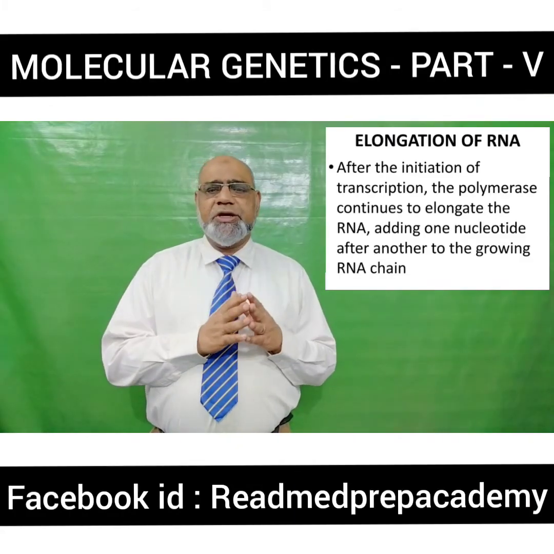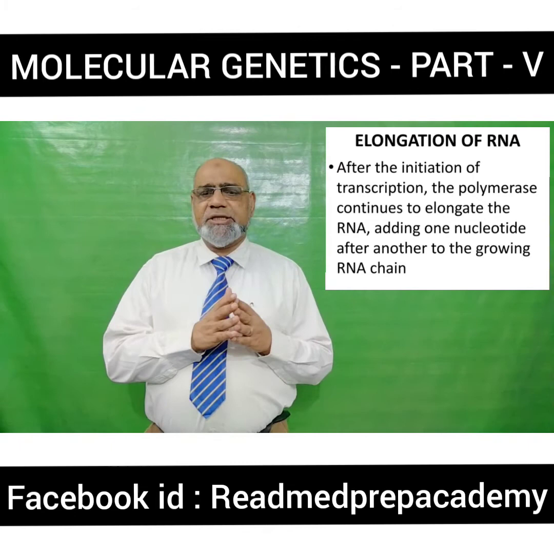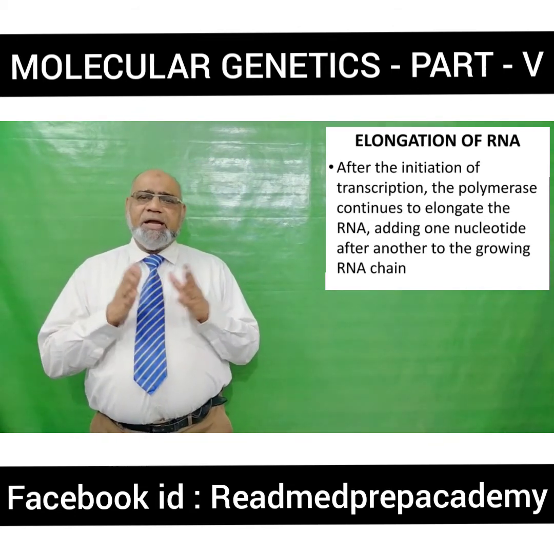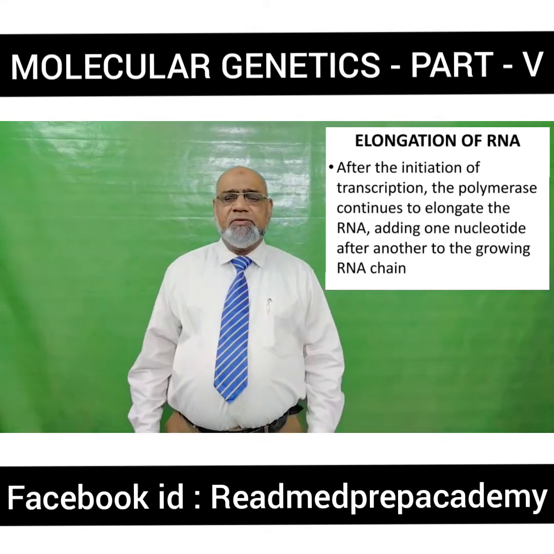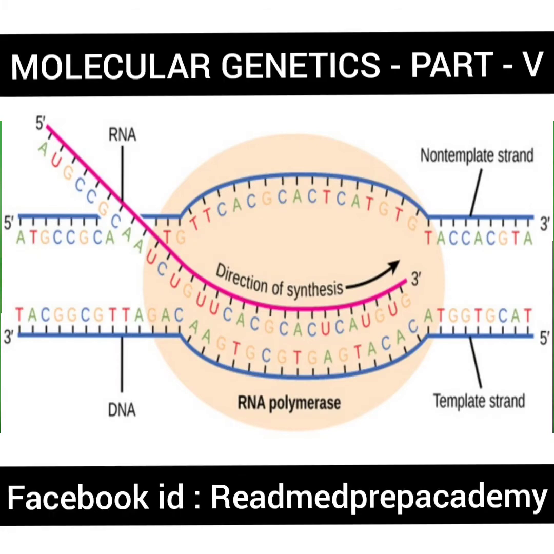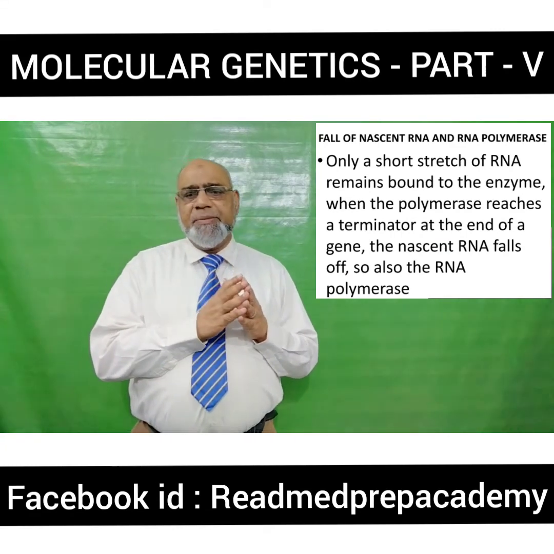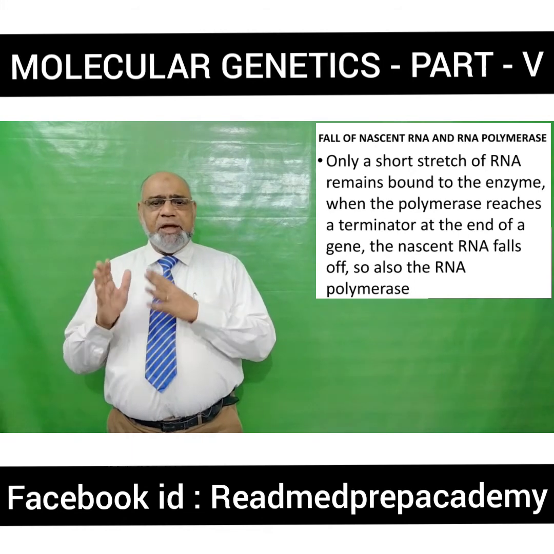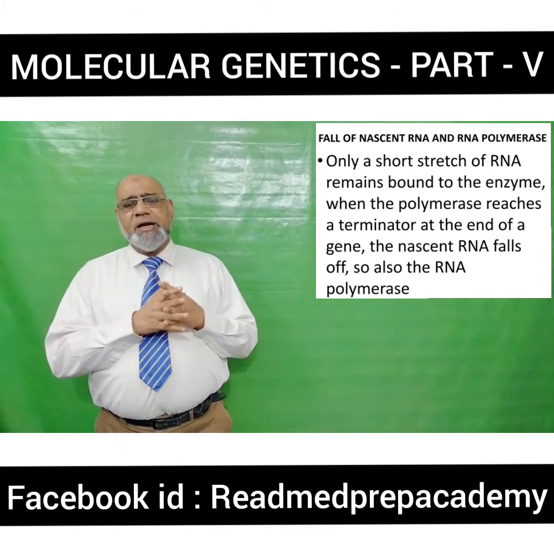Now coming to the elongation. After the initiation of the transcription, the polymerase continues to elongate the RNA, adding one nucleotide after another to the growing RNA chain. The direction of synthesis is from 5' to 3' on the template strand. The main enzyme required is RNA polymerase for the synthesis of the RNA. Only a short stretch of RNA remains bound to the enzyme. When the polymerase reaches a terminator at the end of the gene, the nascent RNA falls off.